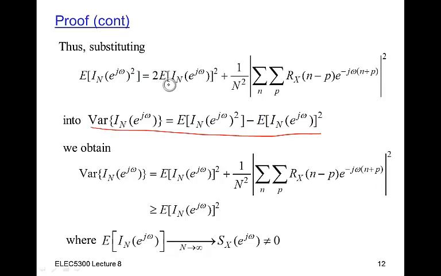Now when we substitute this into this term here, one of these expected value of I_n(e^jω) squared disappears because it gets cancelled by this, and so the variance of this is equal to expected value of I_n(e^jω) squared plus something here. This is a squared magnitude, but it really doesn't matter because I'm just going to say this is always greater than or equal to 0 because it's a squared magnitude. I'm going to get rid of this and replace this equal sign by a greater than or equal sign here because this thing is always positive.